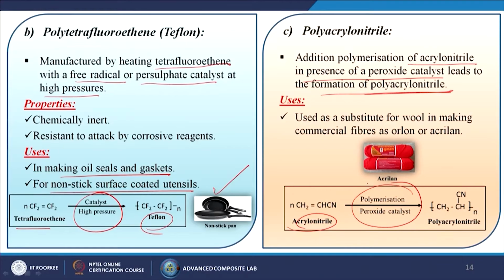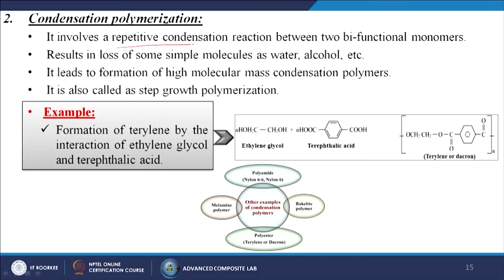So, acrylonitrile polymerized in the presence of a peroxide catalyst makes polyacrylonitrile. Next, we are going to discuss condensation polymerization. What is that? It involves repetitive condensation reactions between two bifunctional monomers, resulting in loss of some simple molecules like water or alcohol. It leads to the formation of high molecular mass condensation polymers. It is also called step growth polymerization.